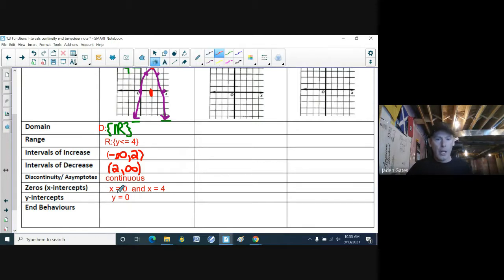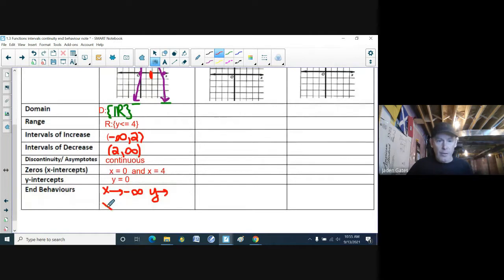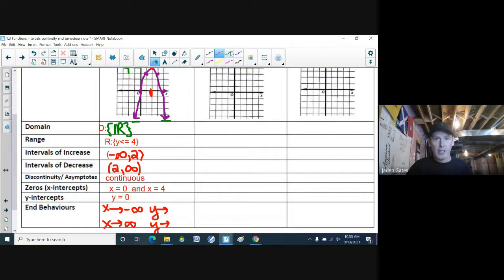And so what I'm looking at is, as x approaches negative infinity, if I look far left, what does y do? And as I look to the far right, as x approaches infinity, what does y do? If I look at my graph and color code it, I'm looking from this green line to the left. Where does my graph go? It just keeps going down, down, and down, which means it approaches negative infinity.